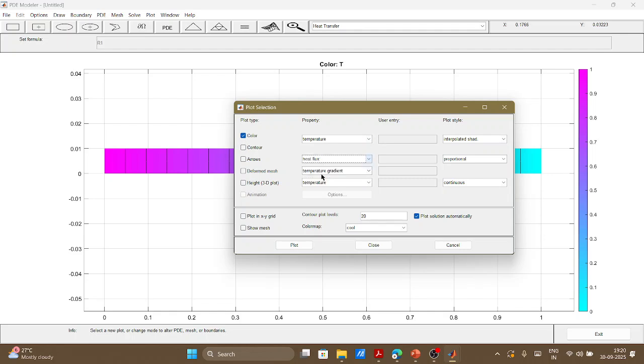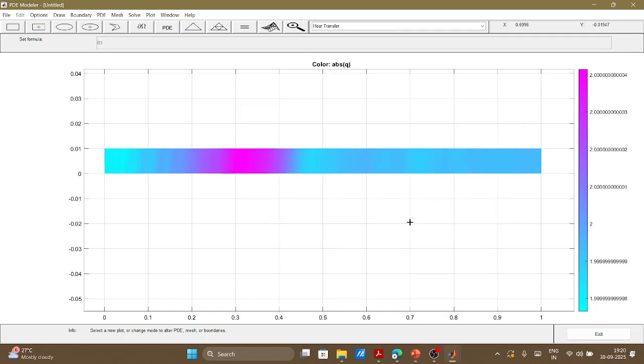If I want to see the heat flux, let me just look at the heat flux from left to right, how it will look, and plot it. So this is how the heat flux looks. On the left-hand side your heat flux is less, in the center it's more, and on the right-hand side it is less, although it's constant for both the ends. Okay.